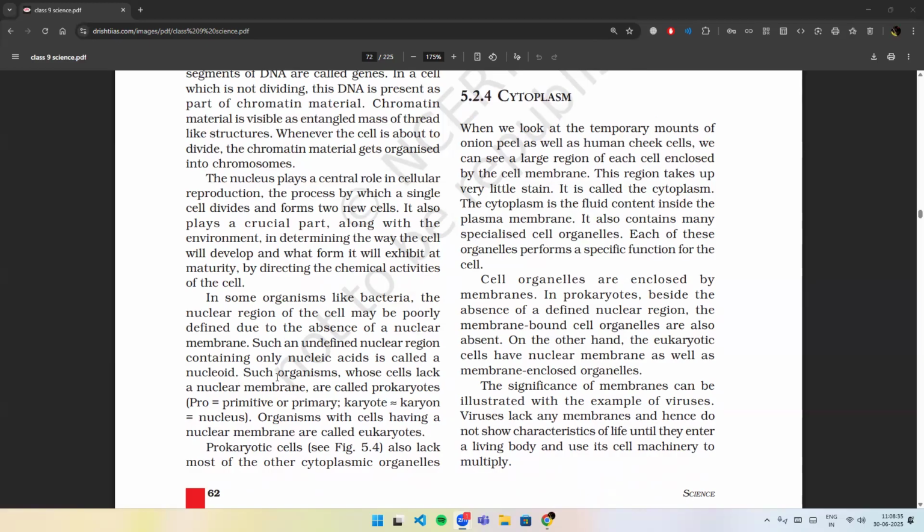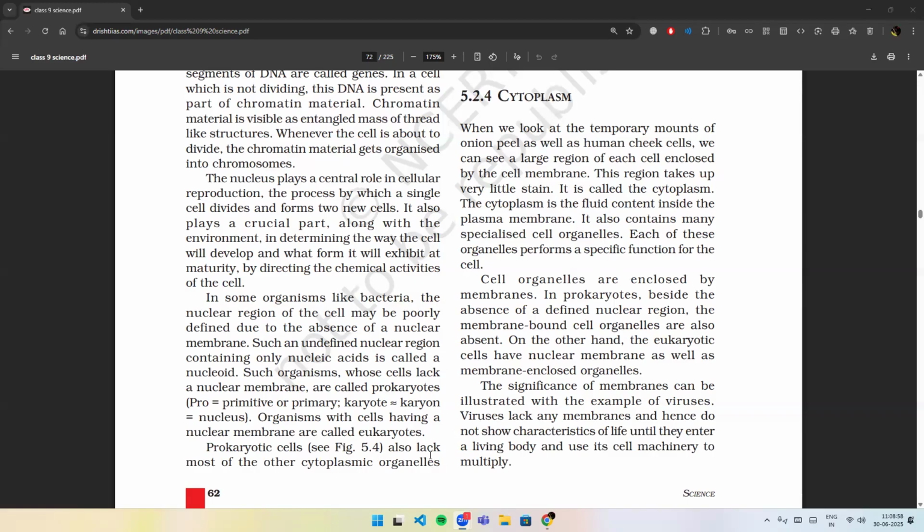In some organisms like bacteria, the nuclear region of the cell may be poorly defined due to the absence of a nuclear membrane. Such an undefined nuclear region containing only nucleic acids is called a nucleoid. Such organisms whose cells lack a nuclear membrane are called prokaryotes. Organisms with cells having a nuclear membrane are called eukaryotes.